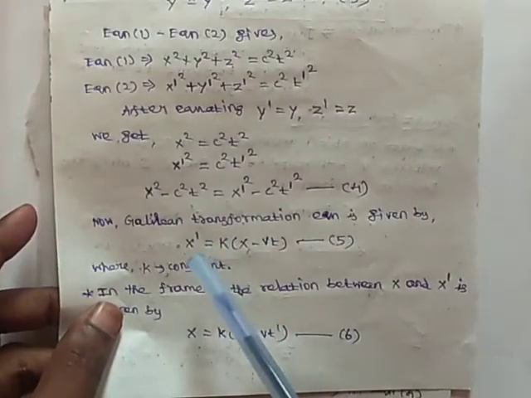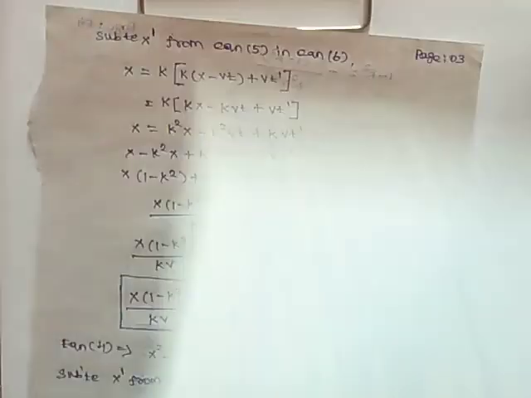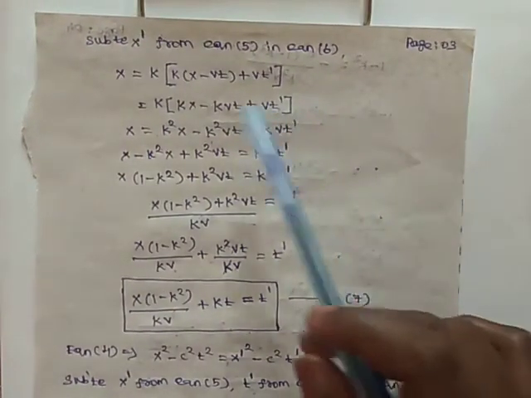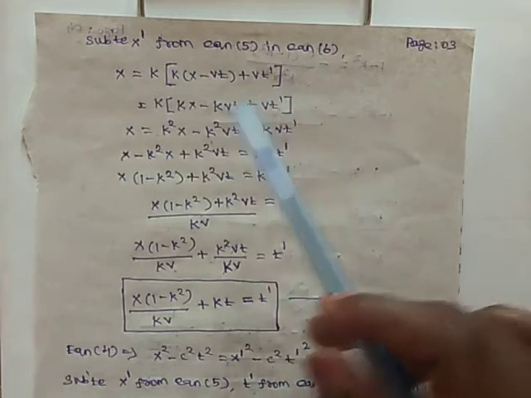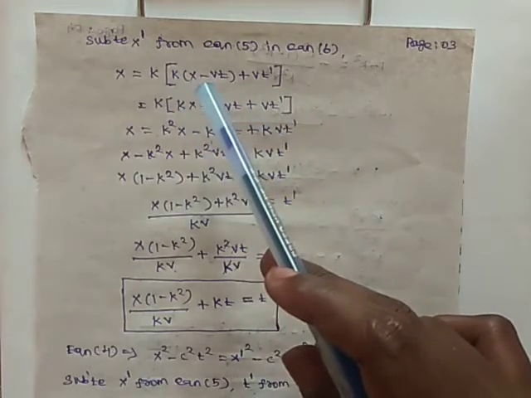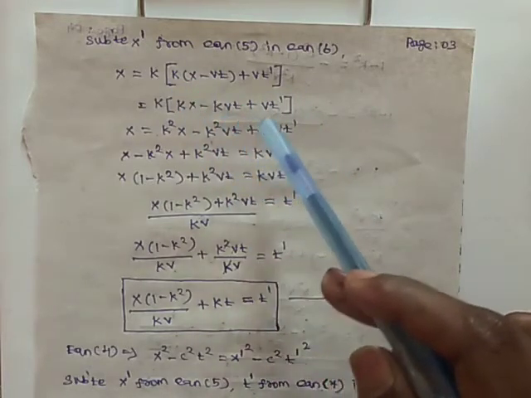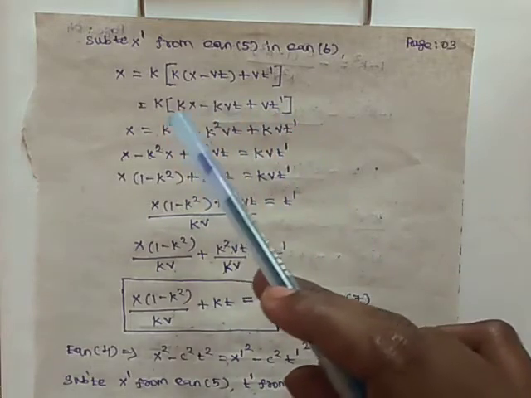We have to substitute k into x minus vt. So here x is equal to k into x minus vt plus vt prime. So multiply this k inside. So kx minus kvt plus vt prime, and multiply this k inside.